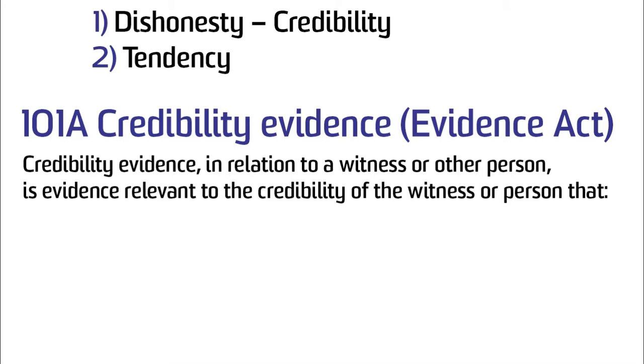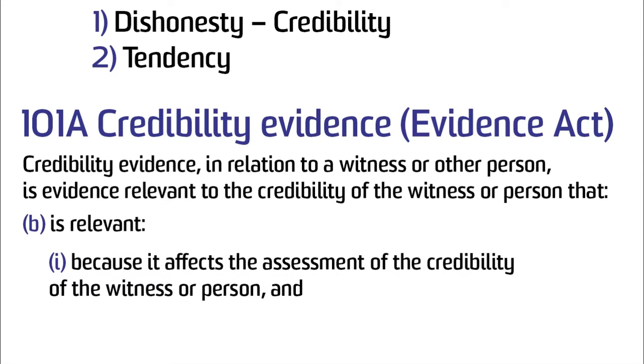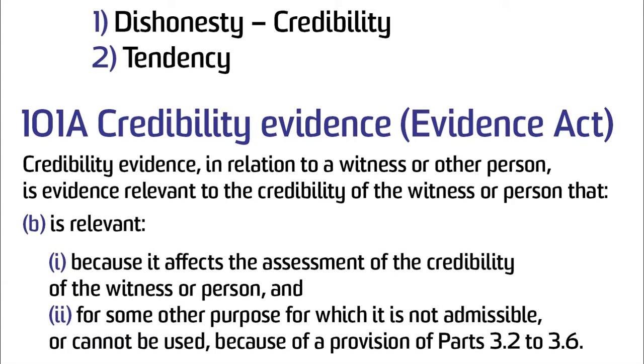If, however, the evidence is inadmissible for its tendency purpose, that is, it doesn't satisfy the test in section 97, which we'll cover in another class, section 101A subsection B renders it credibility evidence, as it affects the assessment of the credibility of the witness and cannot be used for its other purpose because of a provision in parts 3.2 to 3.6. And that is just in relation to the definition and identification of credibility evidence.